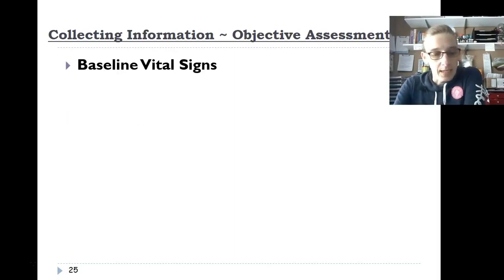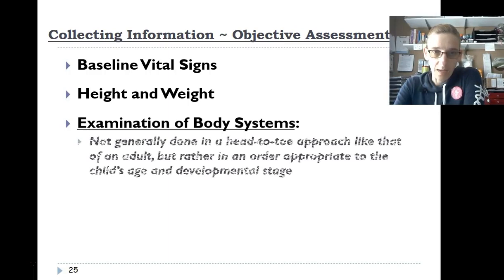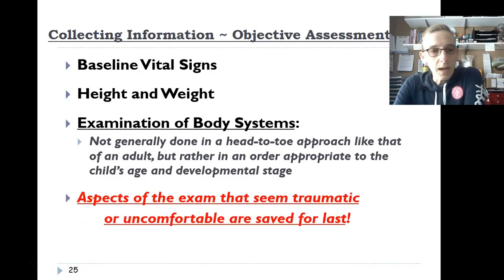All right, then in objective assessment, we're getting baseline vital signs, height and weight, and we're doing head to toe, the examination of the body systems. But for the objective assessment, it's not usually done in the head to toe approach like it is in an adult, but rather in an order appropriate to the child's age and developmental stage. So aspects of the exam that seem traumatic or uncomfortable are going to be saved for last.